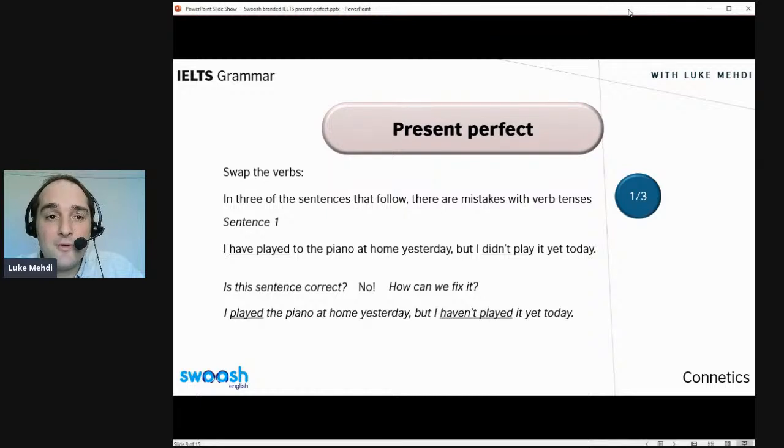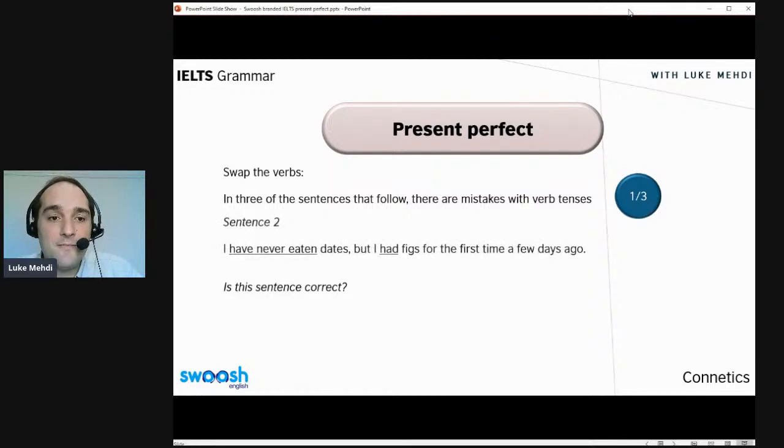So, example sentence number 2. I've never eaten dates, but I had figs for the first time a few days ago. What do we think? Is this sentence correct? Just pop your thoughts in the comments. What do we think? Is this correct?